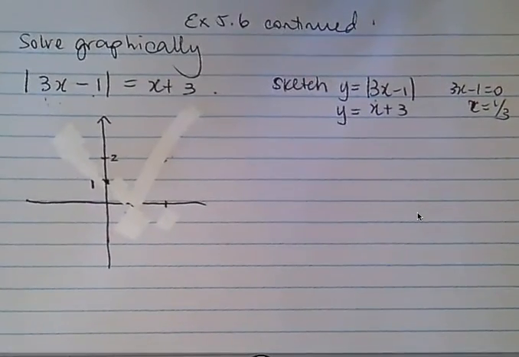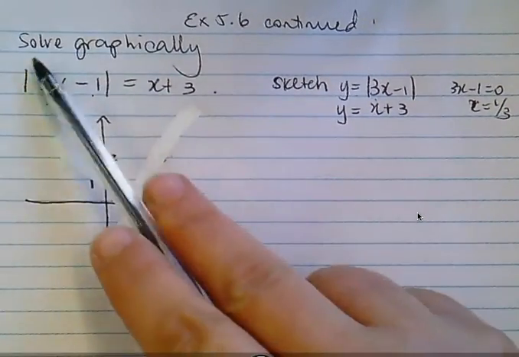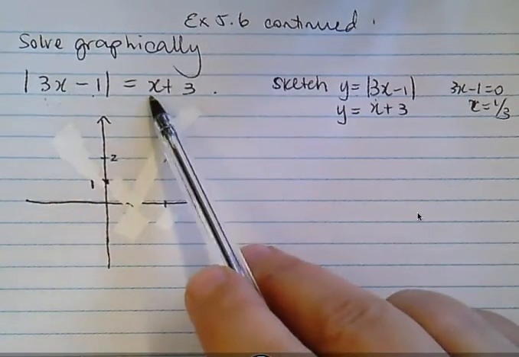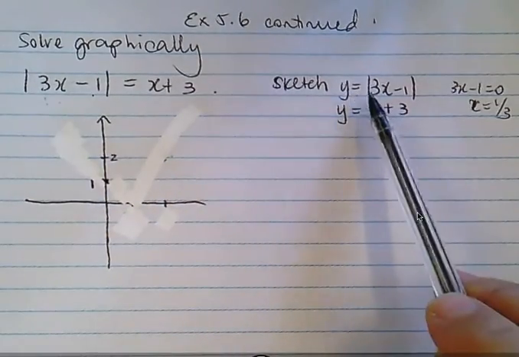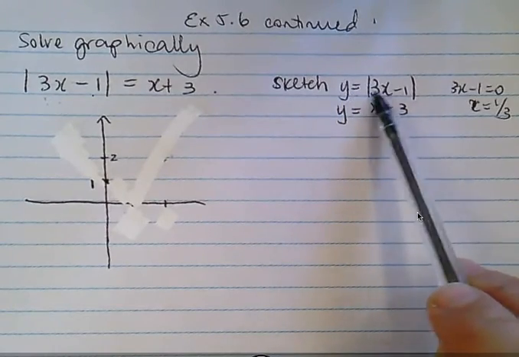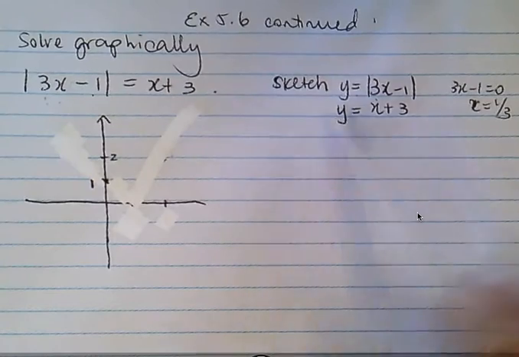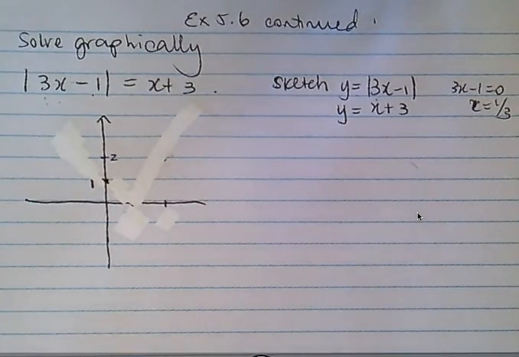Okay, now we're continuing with exercise 5.6. We want to solve the following graphically: the absolute value of 3x minus 1 equals x plus 3. So to do this, we're going to sketch y equals the absolute value of 3x minus 1, and we're going to sketch the graph of y equals x plus 3, and we're going to see where the points of intersection are.